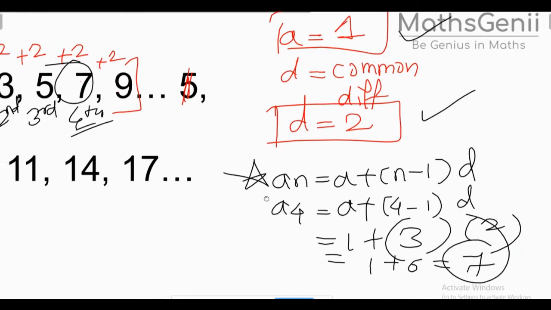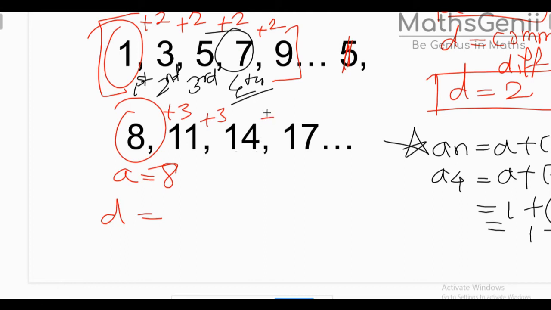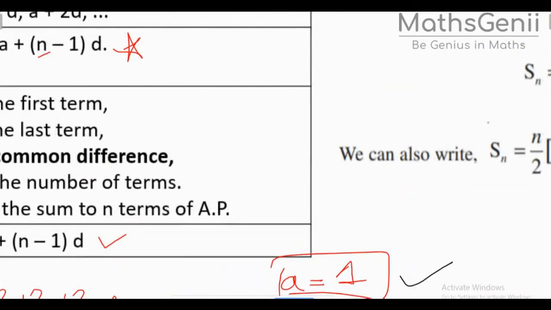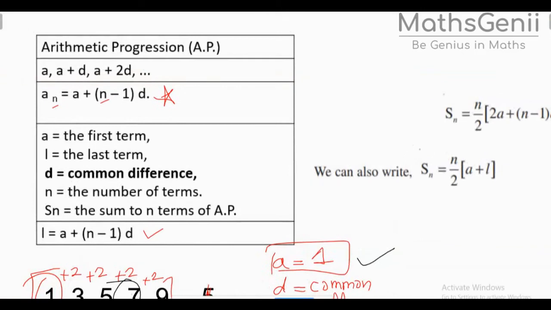Similarly, in this example, quickly tell me what is a, what is d? a is the first term. And what is d? d is the common difference. What is the common difference in this question? If you add 3, you will get 11. To 11, if you add 3, you will get 14. To 14, if you add 3, you will get 17. So common difference is 3. So I hope the AP basic concepts are clear. This is all that you need to know. In AP, this slide is all that you need to know.